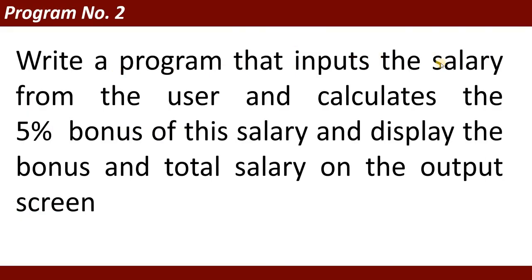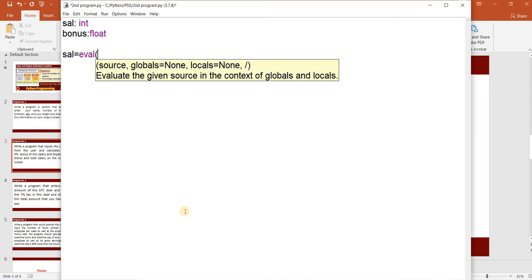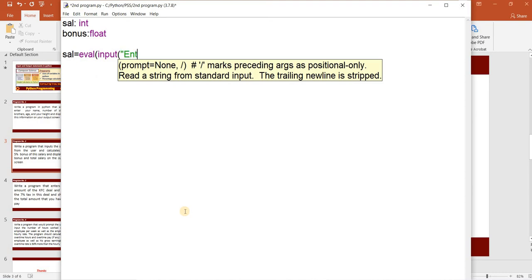Write a program that inputs the salary from the user and calculates the 5% bonus of this salary and displays the bonus and total salary on the output screen. Salary is an integer. Bonus may be float. Okay, I will ask for its salary and get the value from eval because I want to perform calculation. That's why I will use eval. Input, enter your salary.